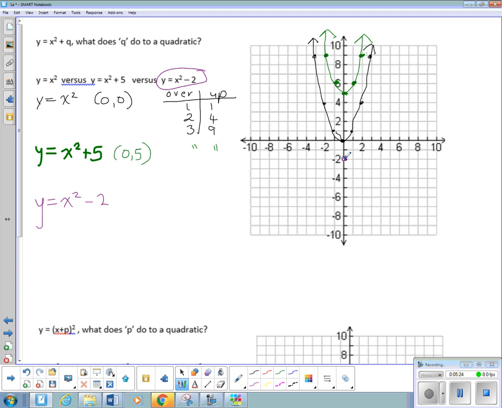So I'm going to start at 0, negative 2, over 1, up 1, back to the vertex, over 2, up 4, 1, 2, 3, 4. Okay, and then I can go back to the vertex, over 3, up 9. So this was 4, so 5, 6, 7, 8. Okay, so it's actually fairly easy after I know that pattern. And again, to get these points, I'm just using the axis of symmetry to help me with that.